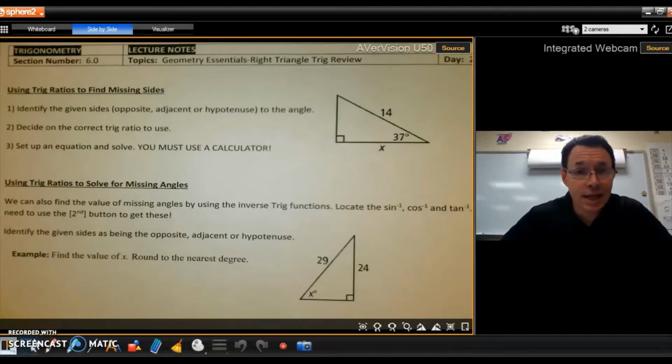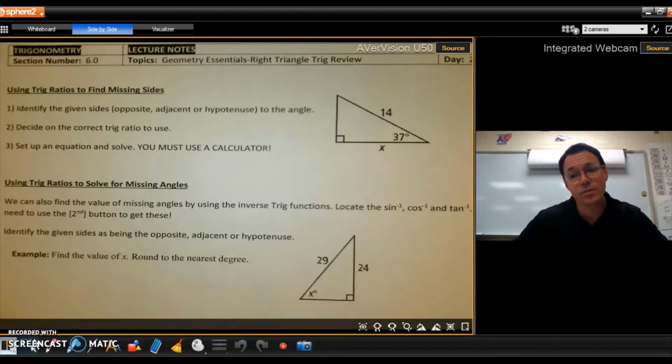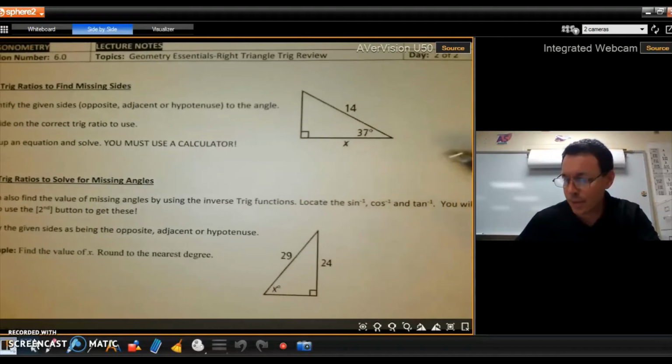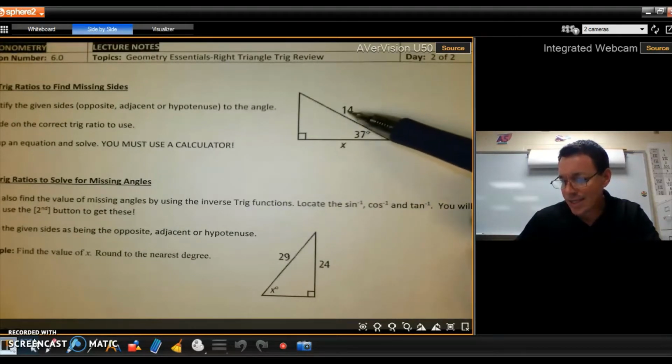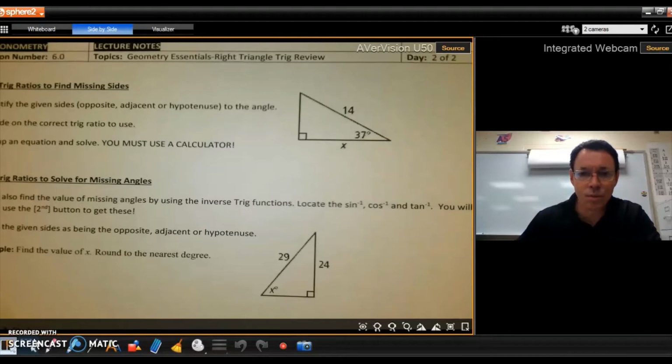Hey guys, today we are going to use trigonometry to find some missing information about triangles, okay? And this is something you did in geometry, which is why I said that. But we're going to be using trig to find missing information. So for example, here's a triangle. I've got an angle, I've got a side, and I've got this missing side that they want me to find.